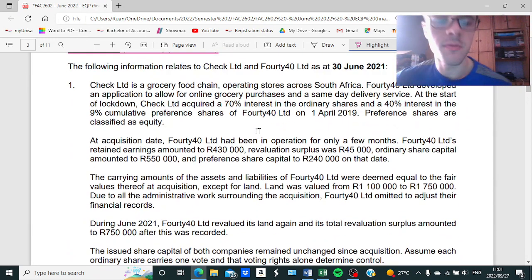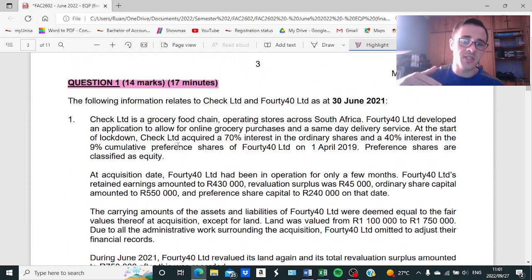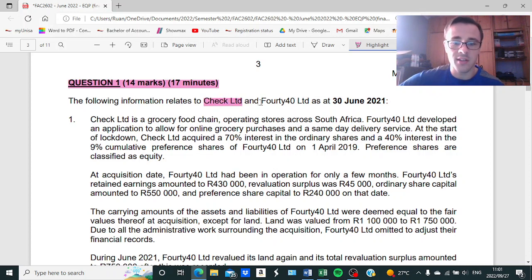Alright, so for the first one, we just need to calculate the revaluation surplus amount for the current year and then record the NCI's share in that amount. Now, normally they give the journal entries that they ask of you in the same order that the information is given. So we will start at point 1. Now, the following information relates to Czech Limited and 4040 Limited as at the 30th of June 2021.